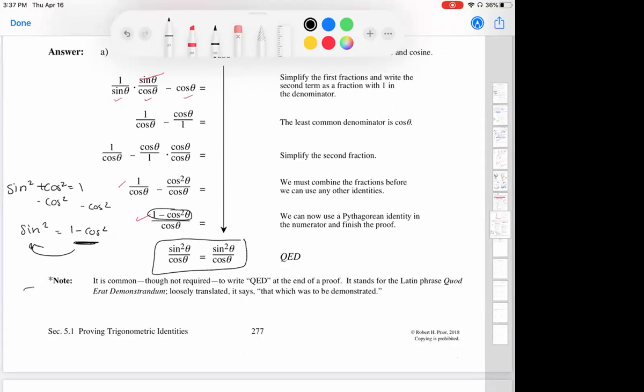Note, it is common, though not required, to write QED at the end of a proof. It stands for the Latin phrase quod erat demonstratum. Loosely translated, it says that which was to be demonstrated. It means you proved what you meant to prove. You don't have to write it. If you just box the two sides equal to each other, you can do that. Or again, you can just draw a little box and shade it in. That also means that you're done with your proof.